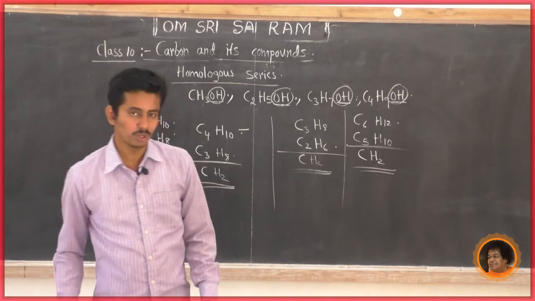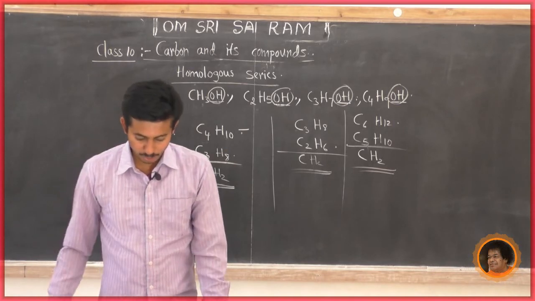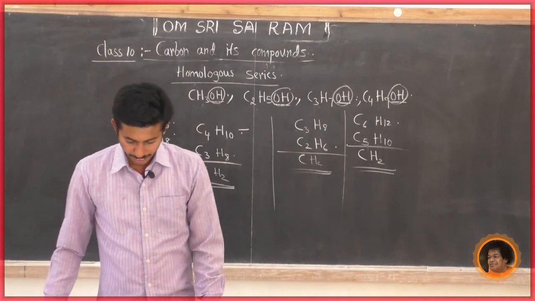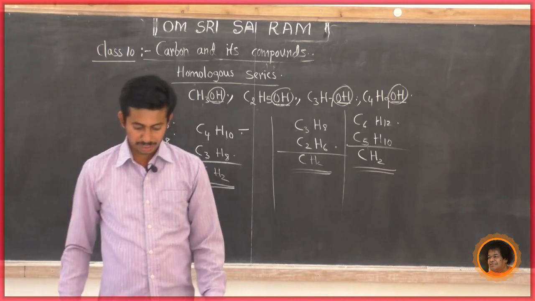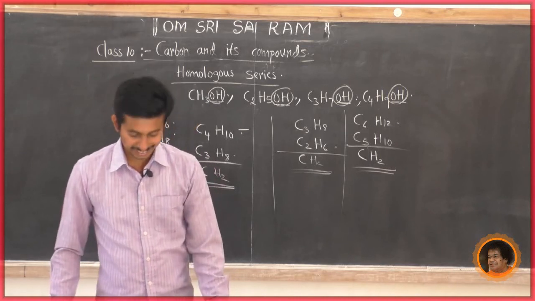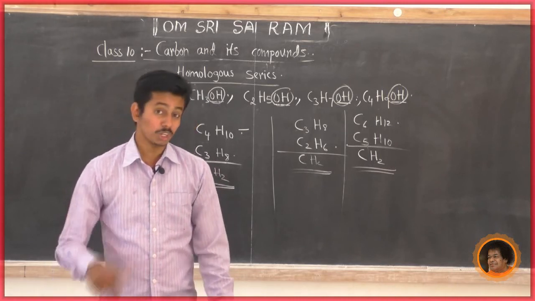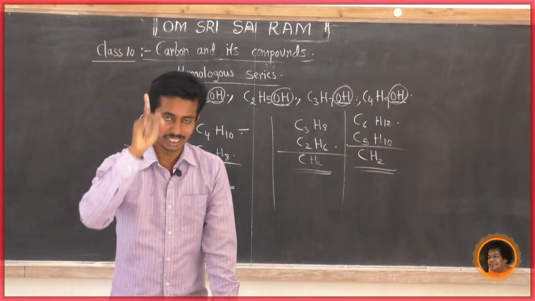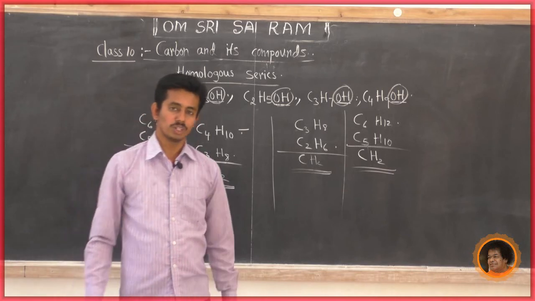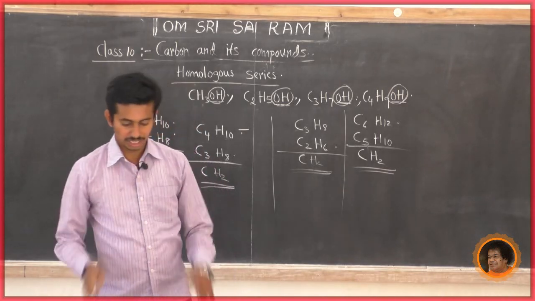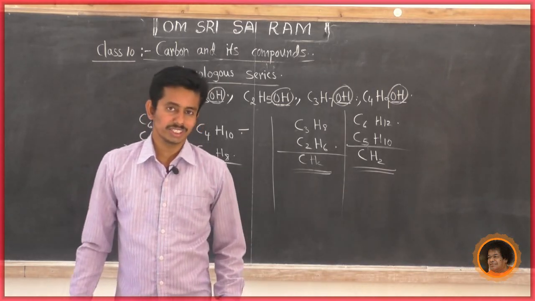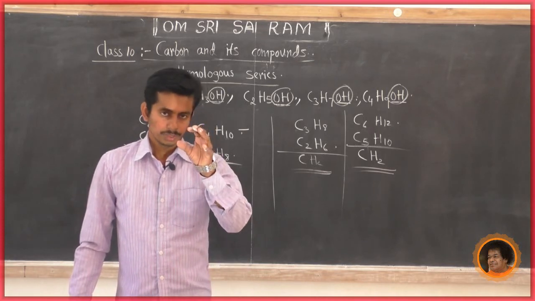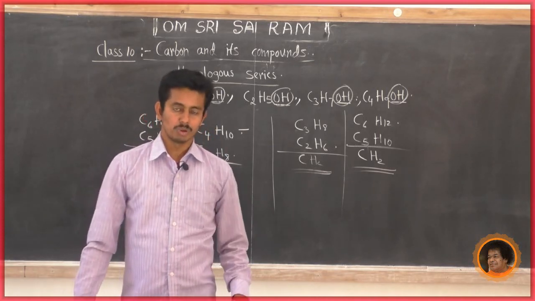So, what do we mean by a homologous series? A sequence of compounds with the same functional group and the same chemical property, in which the members of the series can be branched or unbranched, and which differ by CH2, is called a homologous series. So in this class, we have studied homologous series and some organic compounds. Sai Ram.